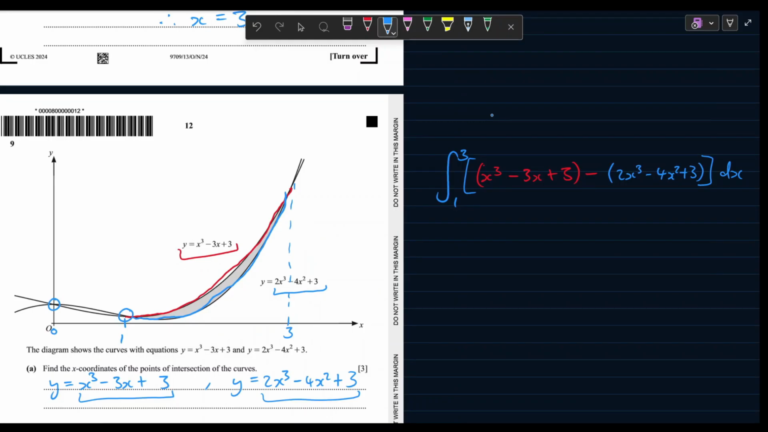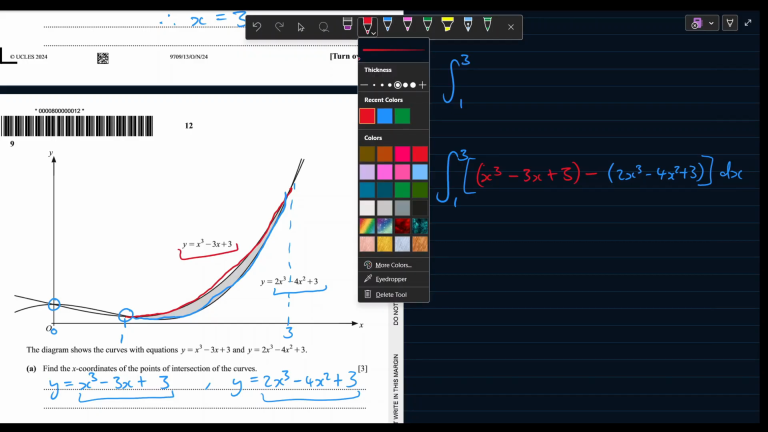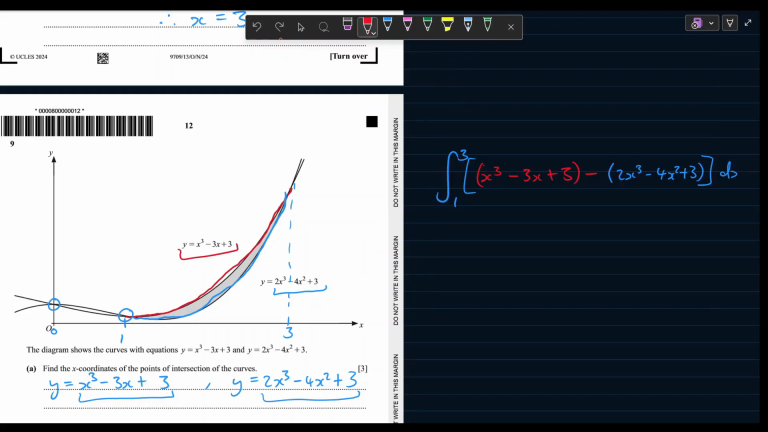Okay. Now, alternatively, you could separate the integrals like this to say that the area of the top curve is the integral from 1 to 3 of this expression, x cubed minus 3x plus 3 with respect to x, minus the area of the curve on the bottom from 1 to 3, so 2x cubed minus 4x squared plus 3. But because the limits are the same, we can combine them and put them under one integral sign. Okay.